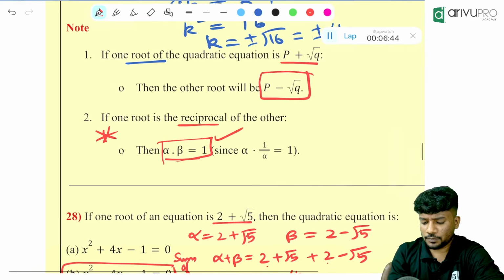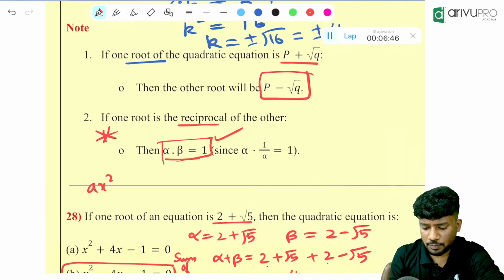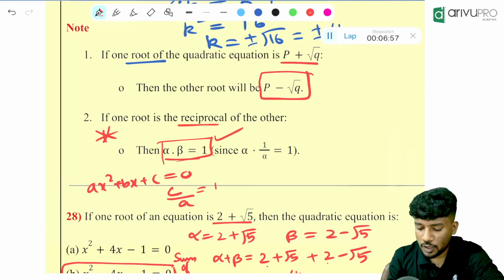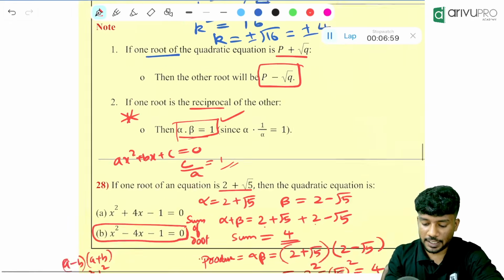Product of the roots. Can anyone tell me, when ax square plus bx plus c is equal to 0 is given, what is the product of the roots? Constant term divided by coefficient of x square. That means c by a will be equal to what? 1. Okay, keep it in your mind.